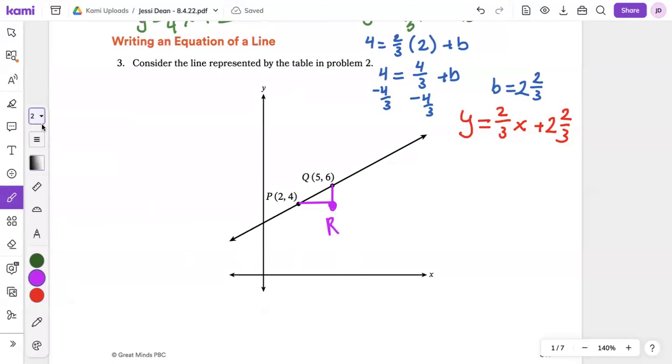And the ordered pair for point R would be the x value from Q, so that's going to be 5, and the y value from P, so that's going to be 4, sorry. So the ordered pair for point R is 5, 4. And then, of course, we can find our height and our base for this triangle. The height is going from 4 to 6, so that's going to be a height of 2. And the base is going from 2 to 5, so that is a base of 3.